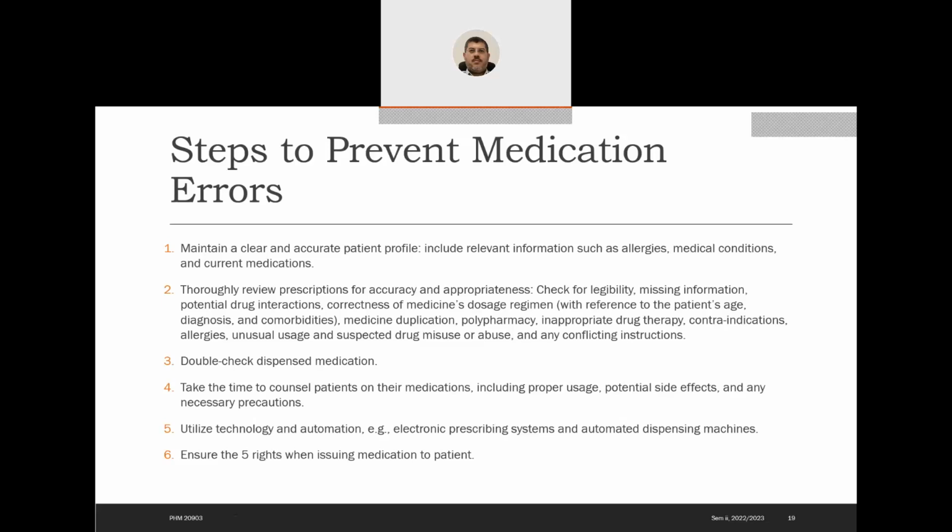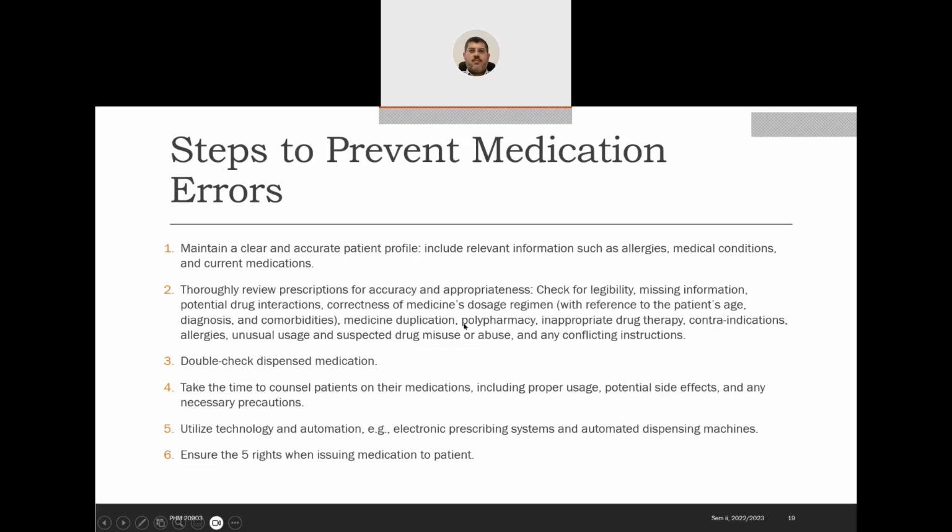And we look for comorbidities. Maybe the patient has some diseases that may be affected by this medication, so we should not give them large doses. For example, the patient is hypertensive and you are prescribing a dose of a decongestant which has a vasoconstrictor effect, so we should not give large doses.